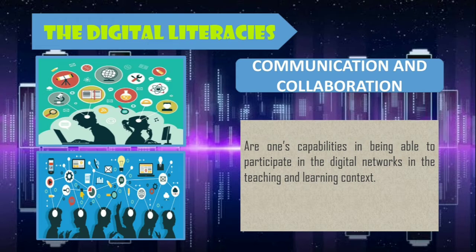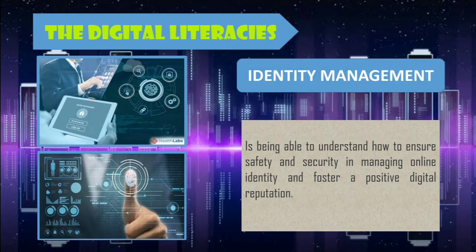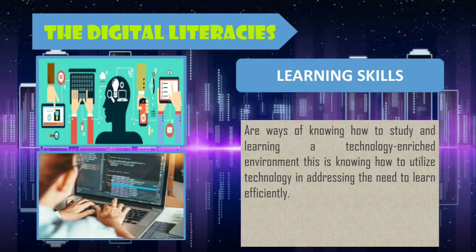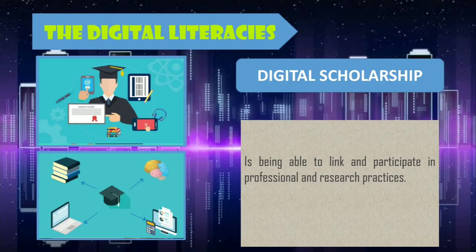We have communication and collaboration. These are one's capabilities in being able to participate in the digital networks in the teaching and learning context. We have then identity management. It is being able to understand how to ensure safety and security in managing online identity and foster a positive digital reputation. We have learning skills. These are ways of knowing how to study and learn in a technology-enriched environment. This is knowing how to utilize technology in addressing the need to learn efficiently. And lastly, we have digital scholarship. It is being able to link and participate in professional and research practices.